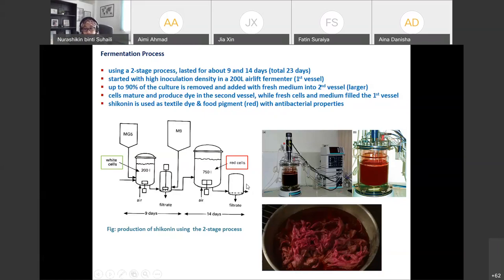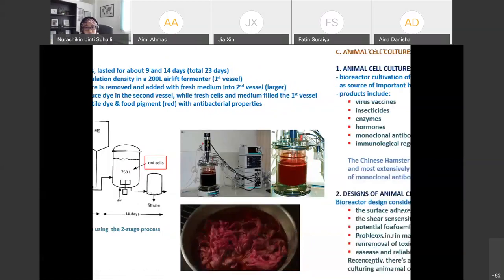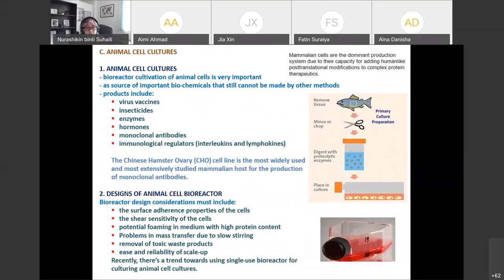Actually, there are many different types of plant cells. If you come across articles in the literature, there are many types of different plant cell cultures, and they are producing different products. Each of the plant cells requires different techniques. Just now, the two-stage process is what has been reported for shikonin dye production. Okay. All right. Any question for the plant cells?